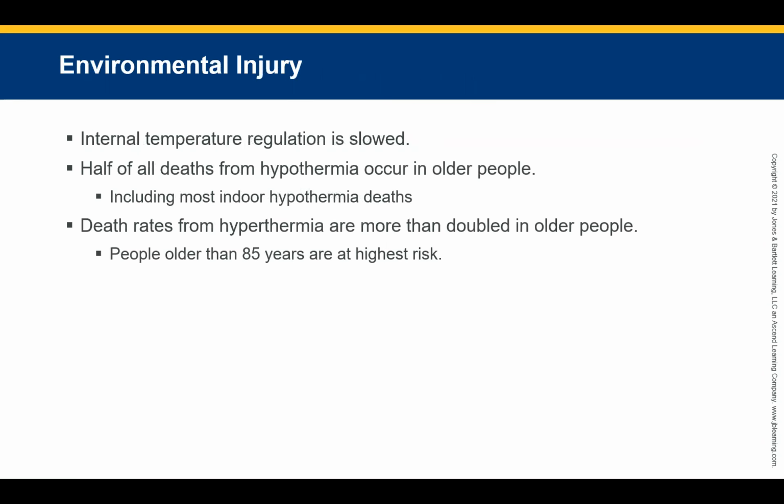Some environmental injuries. Changes in the endocrine system result in delayed internal temperature regulation. They're always cold, this is the way you can remember. Heat gain or loss is further delayed from impaired circulation, decreased sweat production, chronic disease, medication use, and alcohol use. Half of all deaths from hypothermia occur in older people. Mostly indoor hypothermia deaths involve geriatric patients. Death rates from hypothermia more than double in older patients compared with younger people, and those older than 85 years are at highest risk.